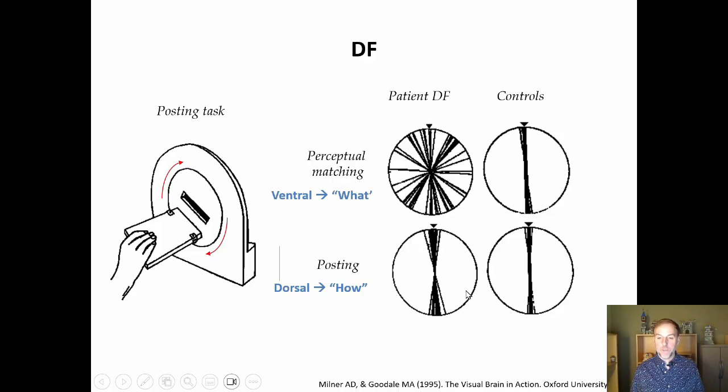If we look at her posting though, so we say, okay, don't tell us the orientation, just go ahead and mail it. She will accurately guide her hand and the letter into that mail slot, almost as well as control, a little bit worse, but way better than the horrible guessing we saw when she was trying to do perceptual matching with her ventral stream. So we got a huge dissociation between performance here. She's perfectly good at posting because she has a dorsal stream. When she tries to match the orientation without actually posting, she's horrible. She just guesses.